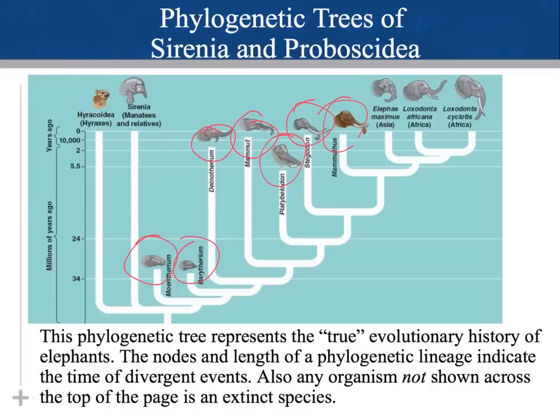So this is almost like reading a graph, because if you look at it, you can see that where some of this branching and this splitting took place actually corresponds with a timeline. Like if we look at this guy right here, it looks like this split took place about 34 million years ago. So just so you understand what that means.